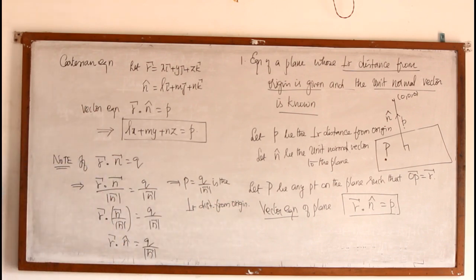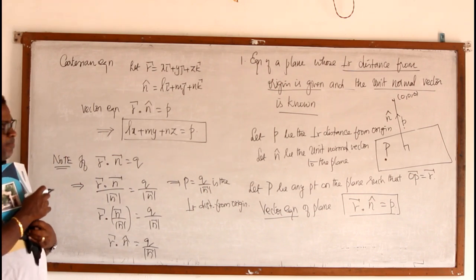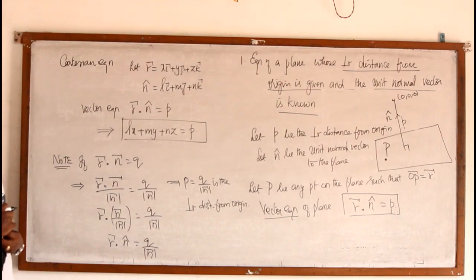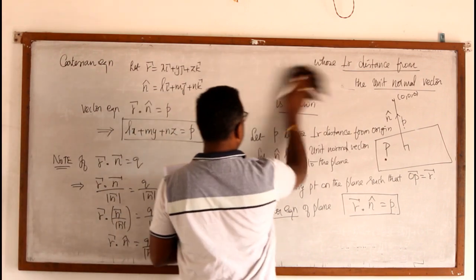So this is about the equation of a plane when the perpendicular distance from the origin to the plane is known and the unit normal vector is known. Now this is our first type.